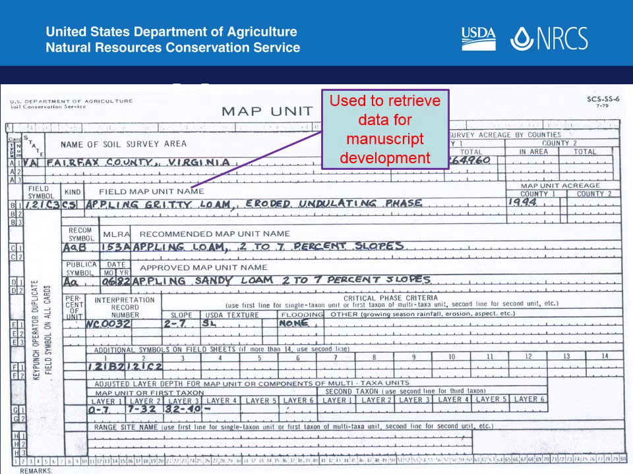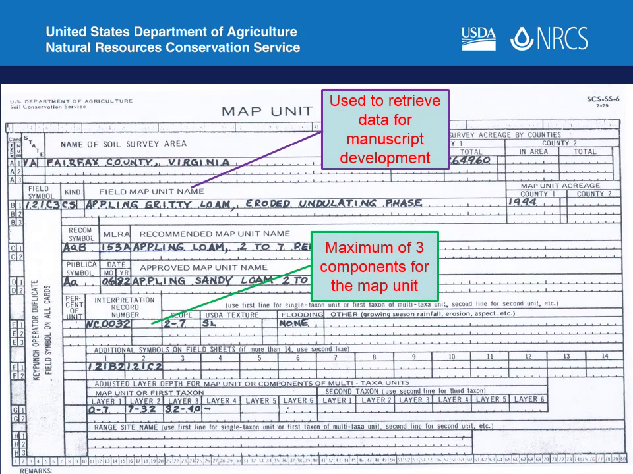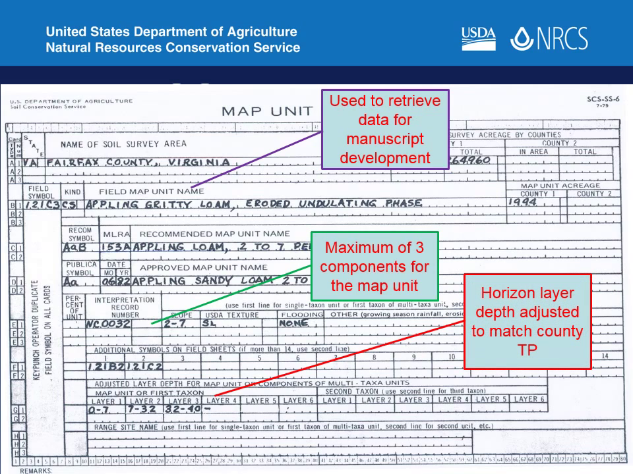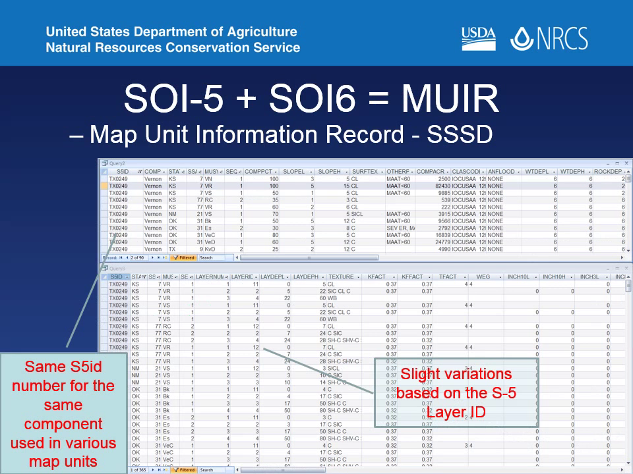So the field map unit name, that's what we were using to be able to develop the manuscript. I told you that we used series interpretation records, and you'll notice you only had 3 slots. We're filling one of the slots with the Appling SIR. You had 2 additional slots if you had 2 other major components that were part of that map unit. And then, as I told you, you adjusted the horizon depths on that SIR to be able to match what the typical location was. So those were your 3 edits that you made on this particular document.